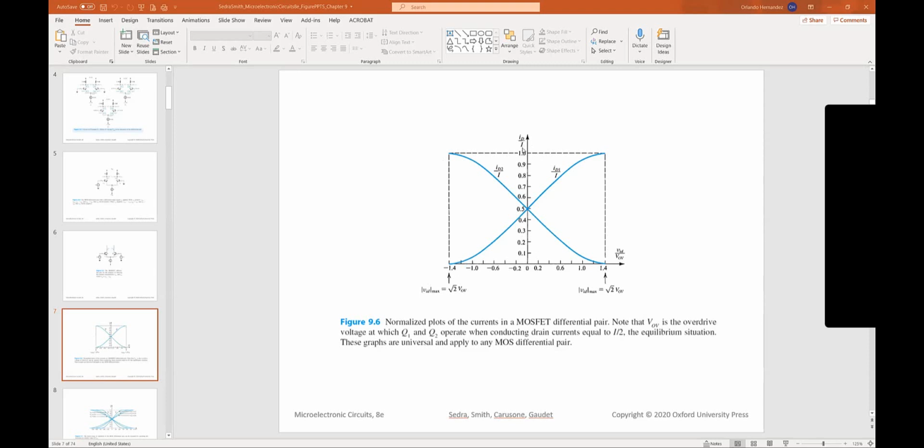Here we have drain current normalized to the bias current, and the differential input voltage normalized to the overdrive voltage. And the limits are plus or minus about the square root of 2, because we already showed that this is the useful linear range for the differential input voltage. So everything is coming together. So you're going to operate somewhere along these curves.